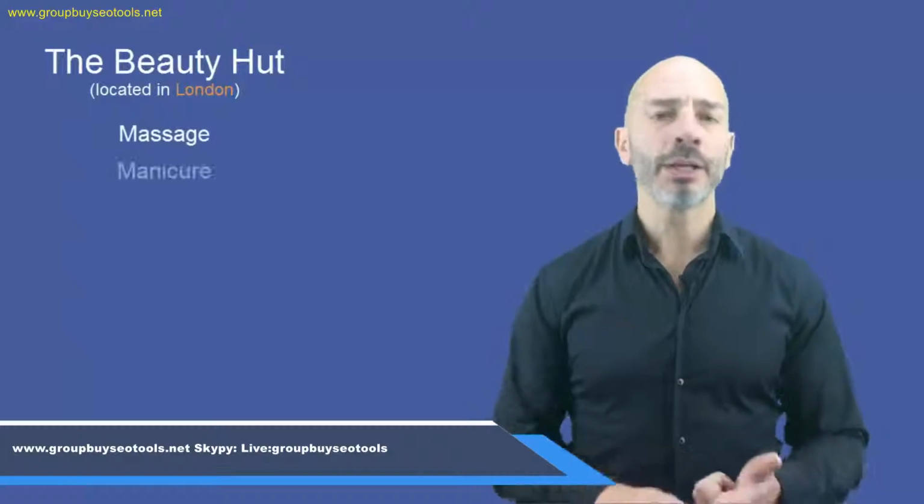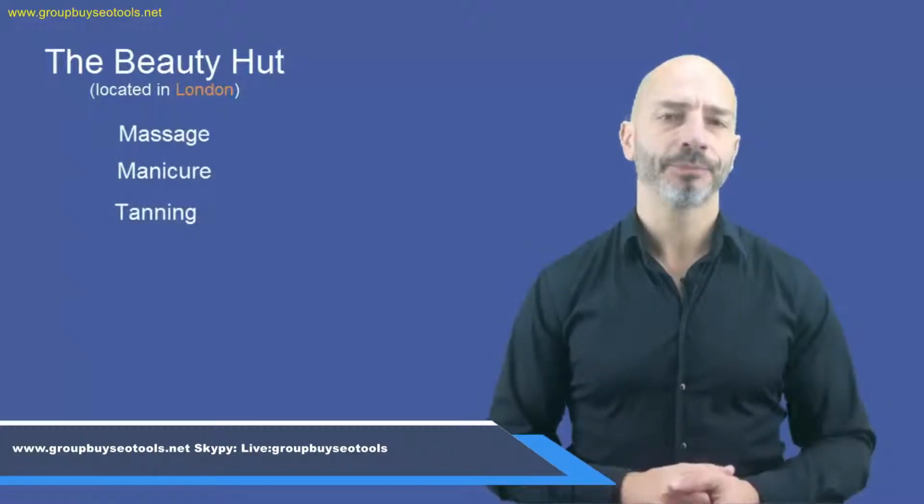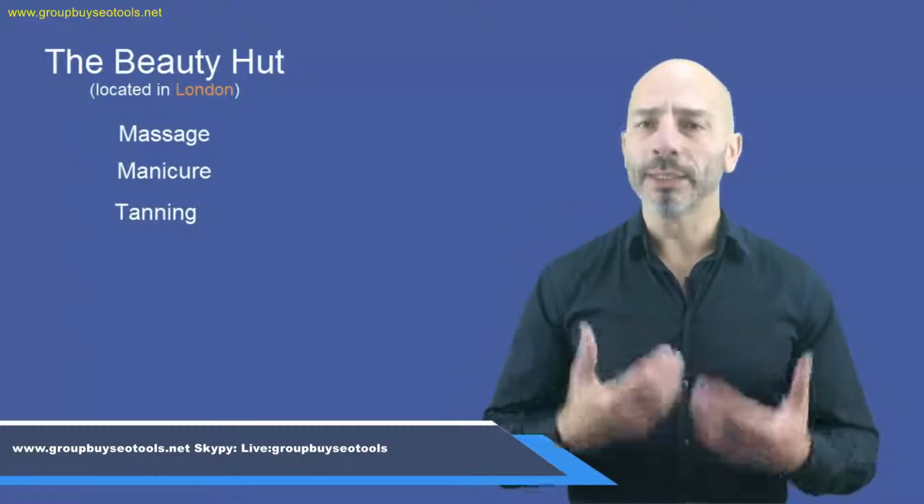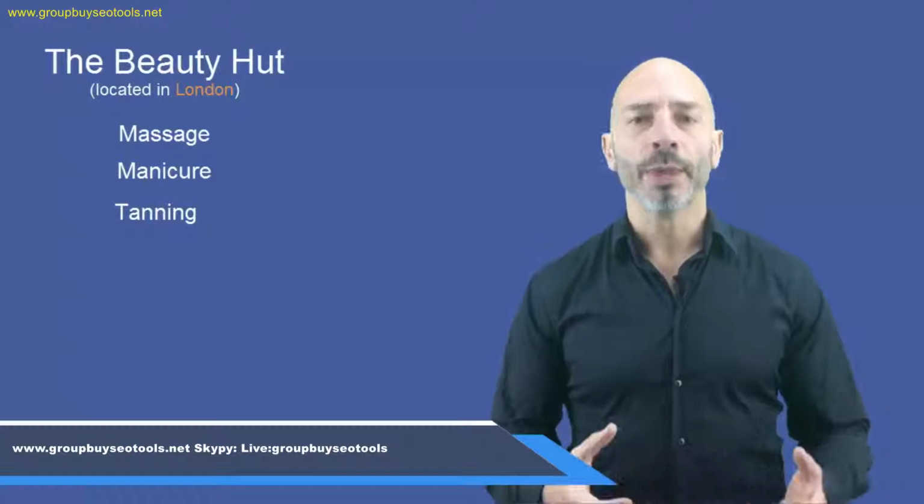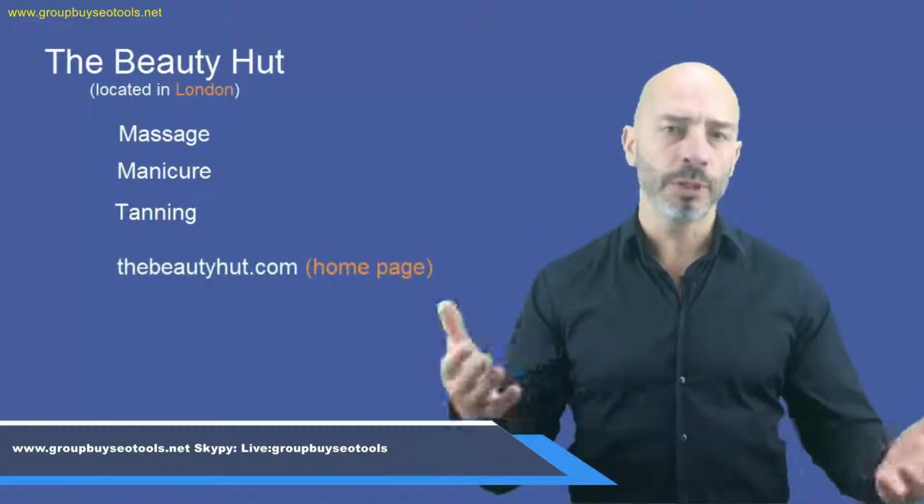Imagine you're a beauty salon located in London, Soho, England, and your business is called The Beauty Hut. You offer the following services: massage, manicure, and tanning. If you only run one salon in one location, your homepage should be the hub of all your information. From there, you should create a structure of sub-pages for each service offered. So, your site will have the following structure. thebeautyhut.com would be your homepage.